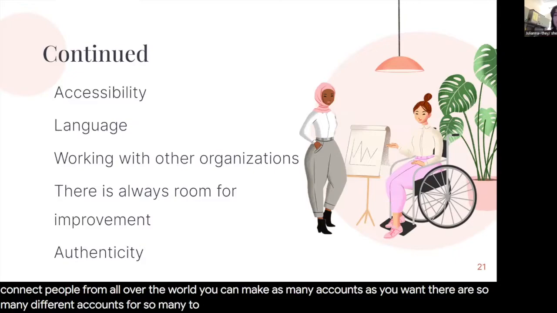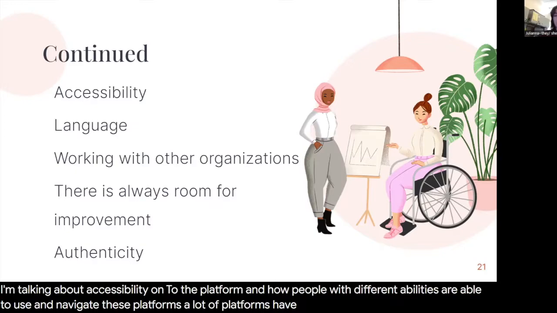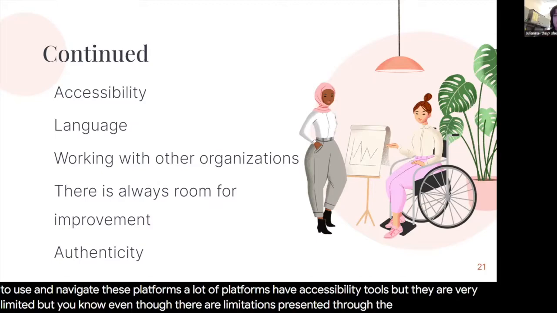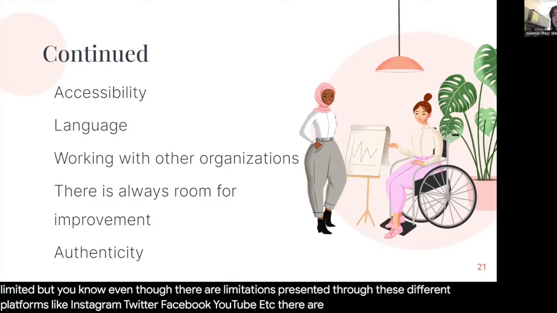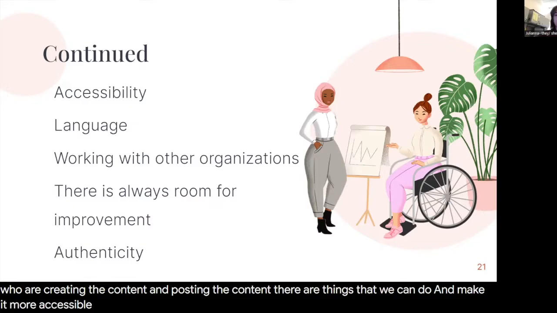But when I'm talking about accessibility, I'm also talking about accessibility in regards to the platform and how people with different abilities are able to use and navigate these platforms. A lot of platforms have accessibility tools, but they are very limited. But even though there are limitations presented through these different platforms like Instagram, Twitter, Facebook, YouTube, et cetera, there are things that we, the people who are creating and posting the content, can do to mitigate these obstacles and make it more accessible, and try to use these tools to the best of our ability and make it easier for users to engage with us and participate on our social media platforms.